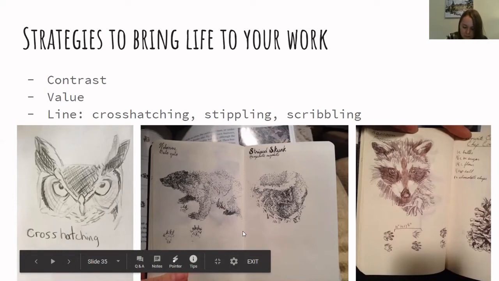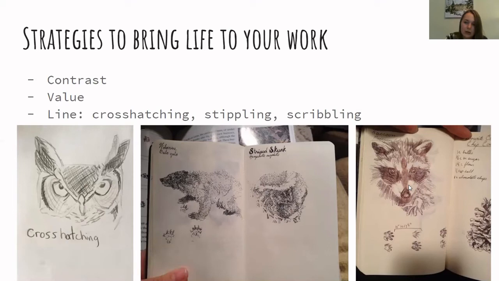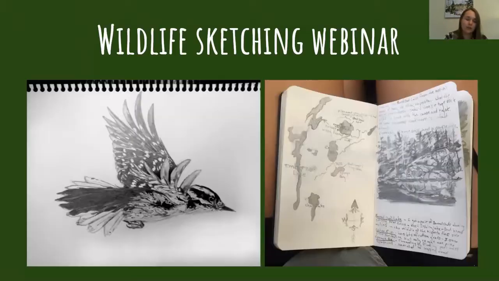All right. Scribbling is when you just go all over the place and scribble out your pictures. Again, darker where you want darker, lighter where you want lighter. So we're going to try this out. I'm going to try to show you my notebook while I'm doing this.